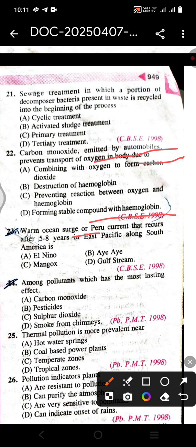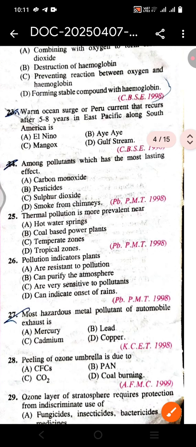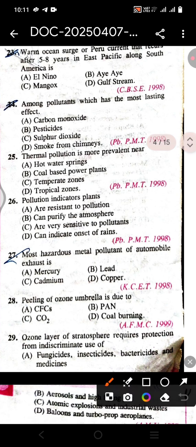Warm ocean surge or Peru current that recurs after 5 to 8 years in East Pacific along South America is El Nino. Option number A. Among pollutants, which has the most lasting effect, so it is carbon monoxide. Option number A. Next question, thermal pollution is more prevalent near, so it is option number B, coal based power plants.